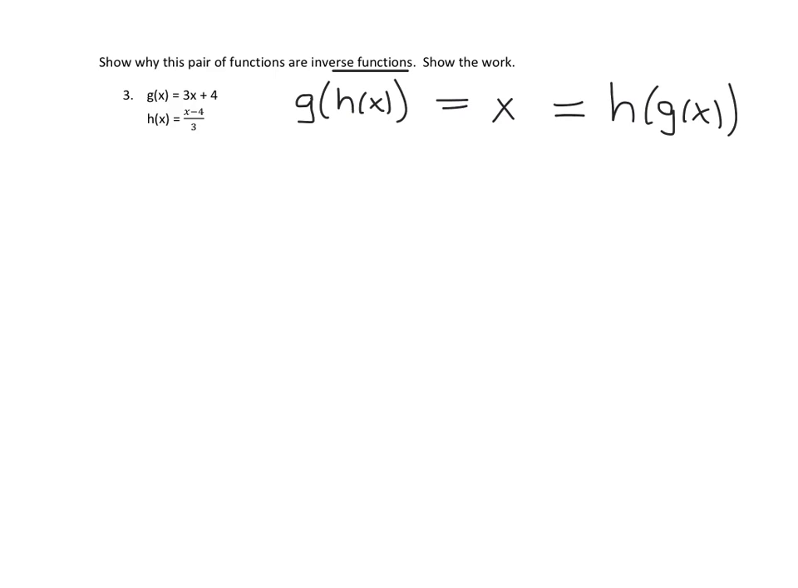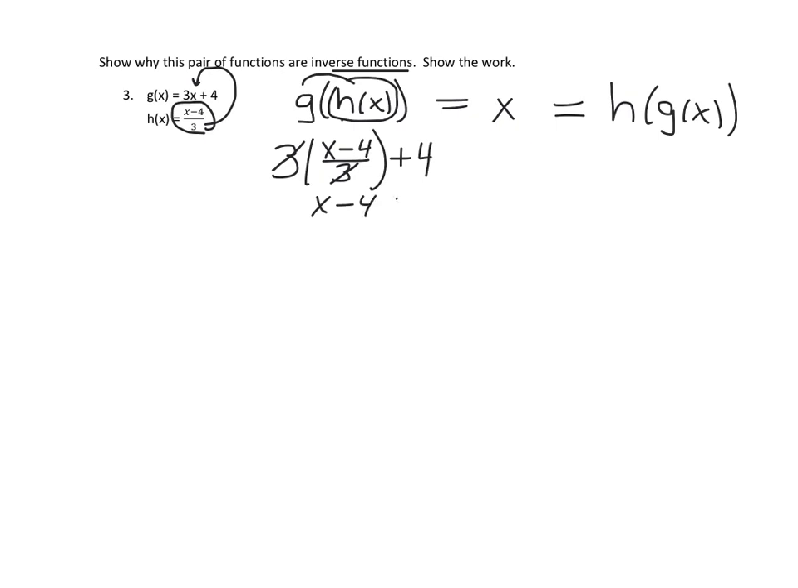All right, so we're doing composition, and this means we're going to put h of x into g of x, so h of x into g, which would give me 3 times (x minus 4) over 3, plus 4. The 3's would cancel. I've got x minus 4 plus 4. The minus 4 and plus 4 would cancel, and it does equal x.